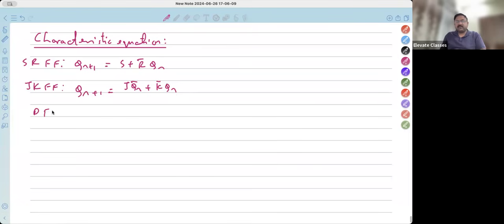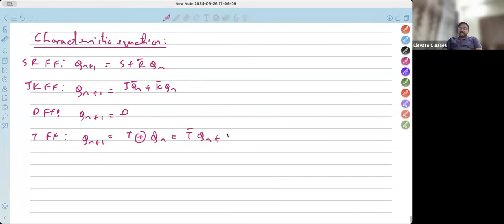For D flip-flop, it's very, very easy. Qn plus 1 is simply equal to D. Whatever is your input, that is your output. And finally, for toggle flip-flop, do you remember what it was? It is T XOR Qn. XOR, you remember the expansion? It is T bar Qn plus T Qn bar. एक बार इस पर बार, एक बार उस पर बार. So you must remember the characteristic equations, then you will be able to solve in the exam.